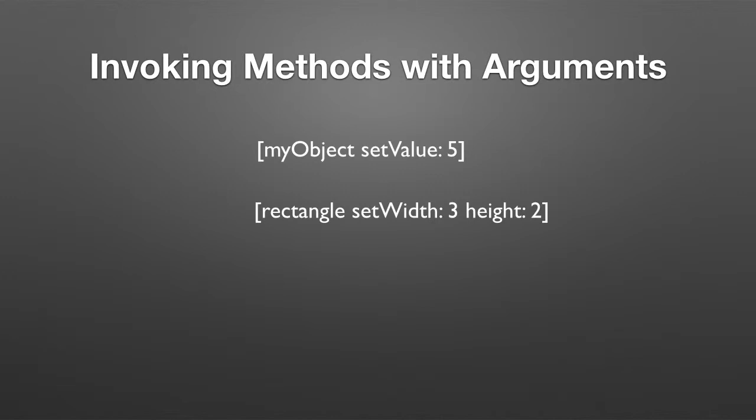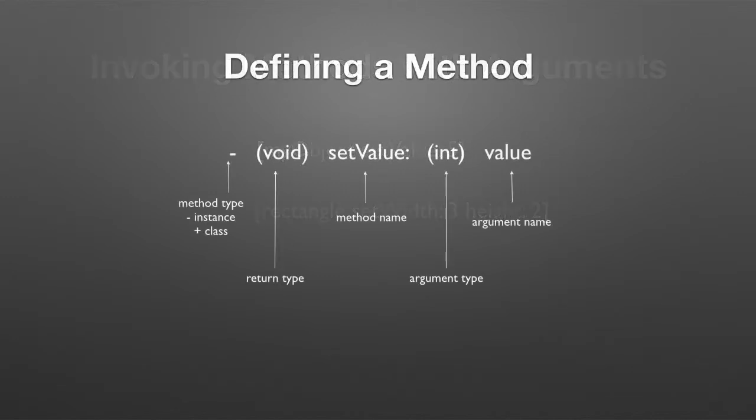That's invocation. How does definition work? Well, in defining a method, you start with a plus or a minus sign. Minus indicates it's an instance method. Plus indicates that it's a class method. Methods have return types. In this case, it's void. You have a name, in this case, set value, and it takes an argument, which is of type int, basic type, and an argument name, the name of the variable.